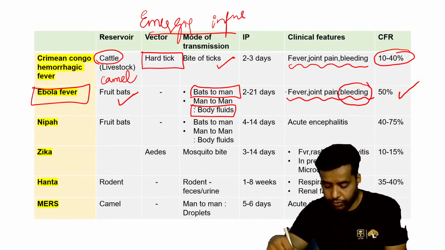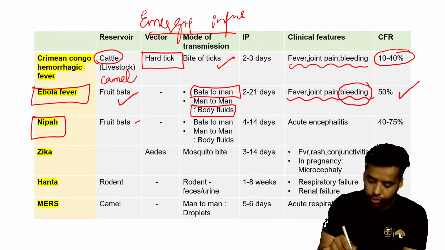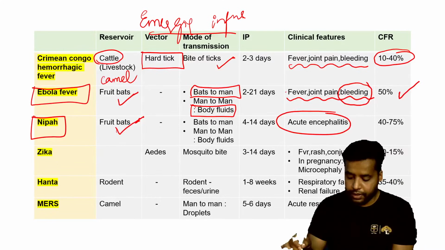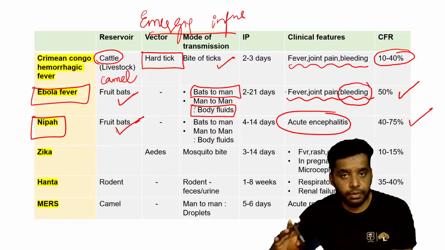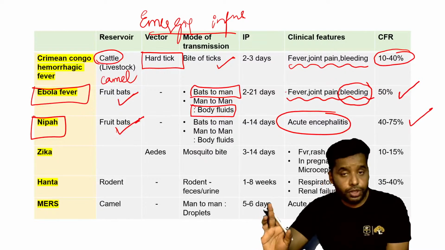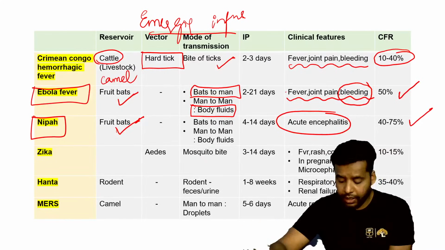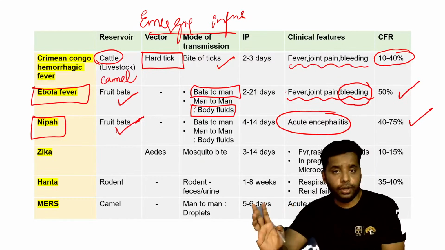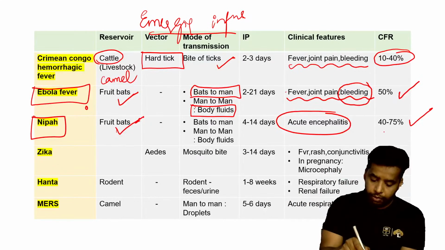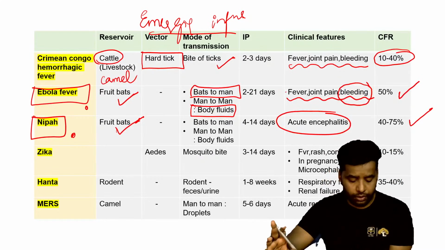Fatality is around 50%. Nipah: again exposure to fruit bats, but there is acute encephalitis. Case fatality is more, around 60%. On average we say 60%. Now, exposure to bats and bleeding is Ebola. After exposure to bats, if there is acute encephalitis, don't make a mistake. Bats and bleeding is Ebola. Bats and encephalitis is Nipah. Don't make a mistake between these two.